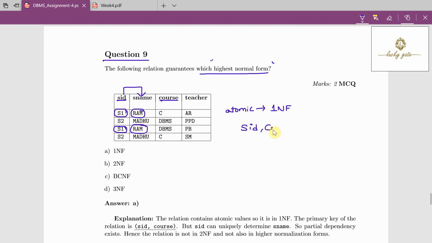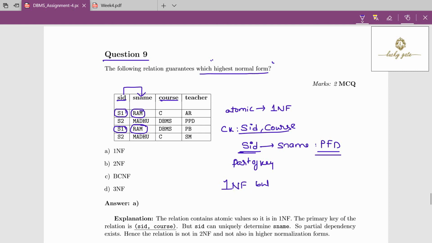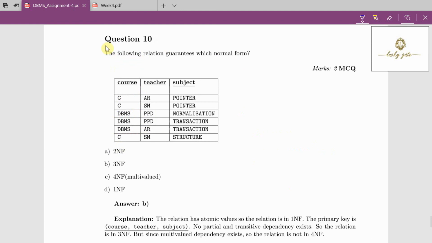SID comma course is a key, as it is clearly given. The dependency SID determining S name is considered a partial functional dependency. Why? Because the LHS of the dependency is part of the key, that we call a partial dependency. If partial dependencies are possible in a relation, we can say the relation is in 1NF itself, but not in 2NF. The answer for question 9 is option number 10.